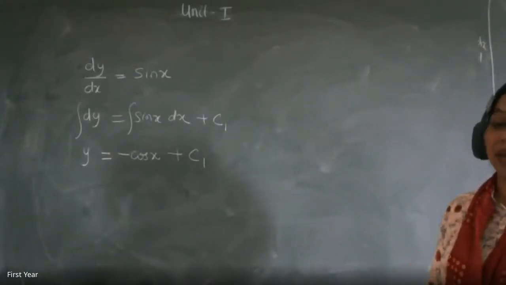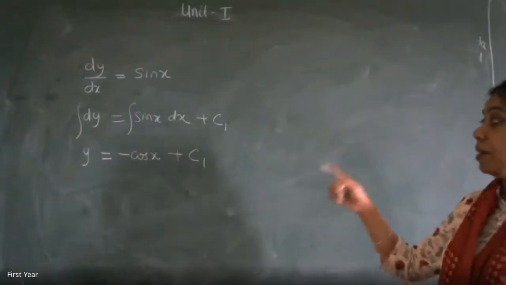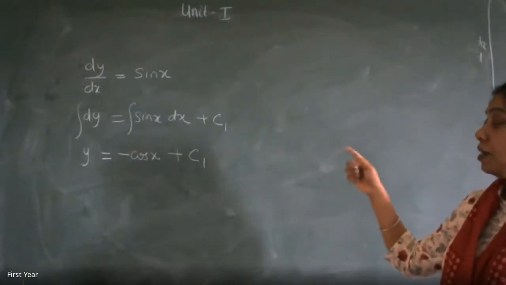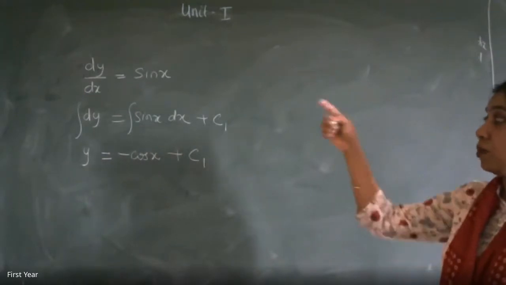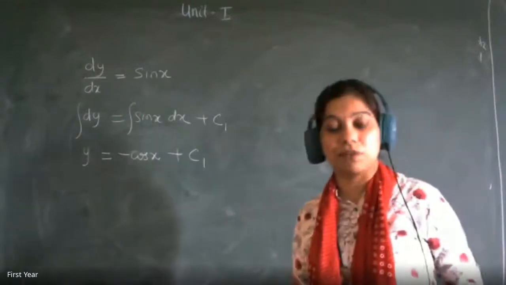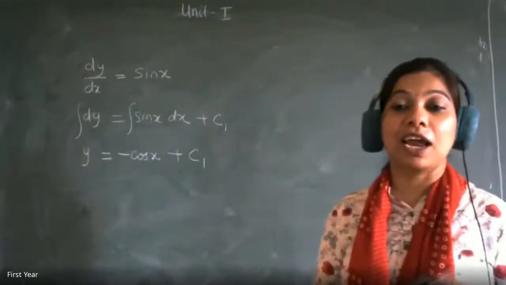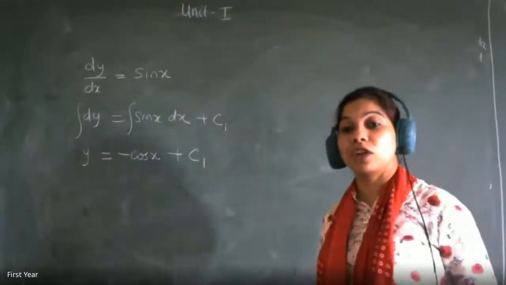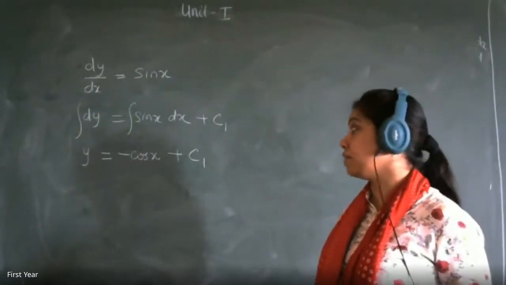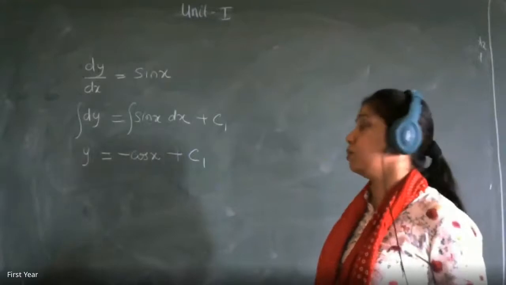That also should be there. A relation between dependent and independent variable having arbitrary constants equal to the order of the differential equation and satisfying the differential equation. That's the most important thing. It's called the general solution, and if C1 takes a particular value, it is called a particular solution.